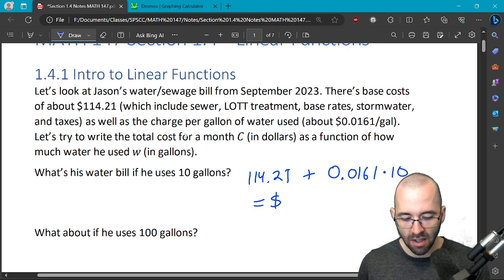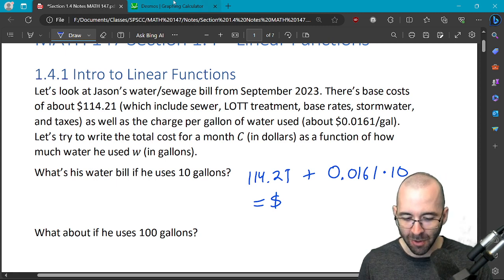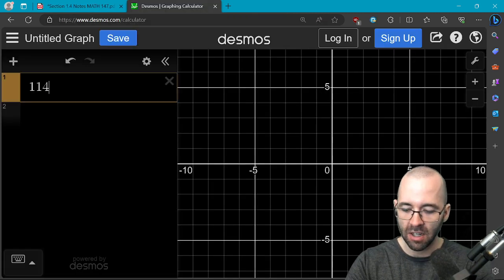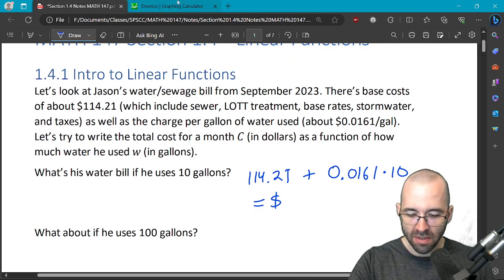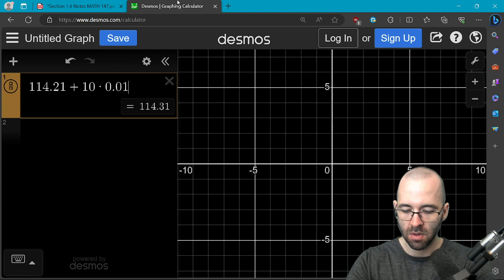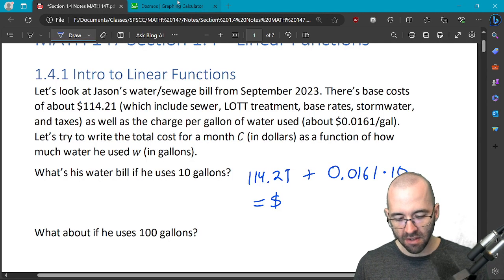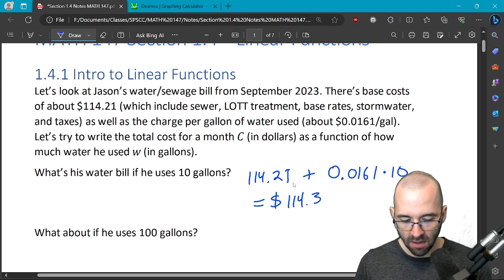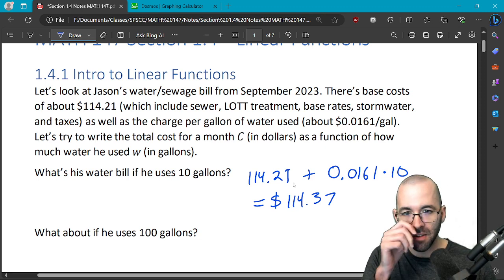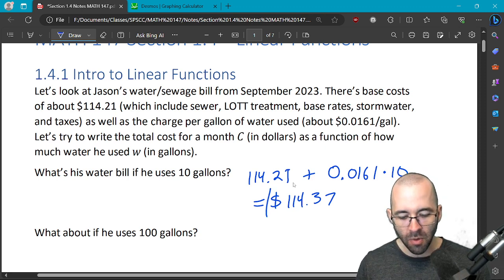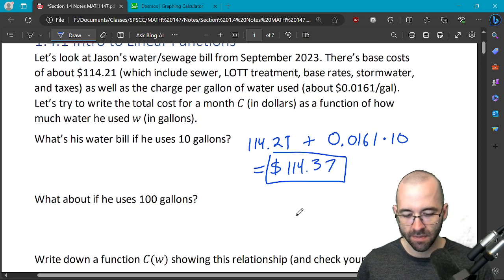You can type that into a calculator and say, if I somehow only used 10 gallons of water, not sure how that would work, it would be 114.21 plus 10 times that number, 0.0161. And you could find that my water bill was $114.37. In this case, I would only be spending 16 cents based on the water usage. And we'll round to the nearest cent here because that's how American money works.